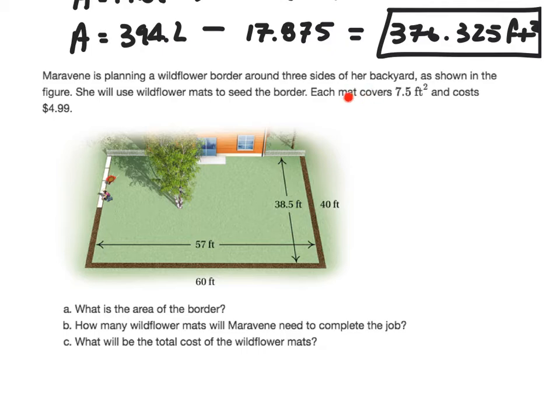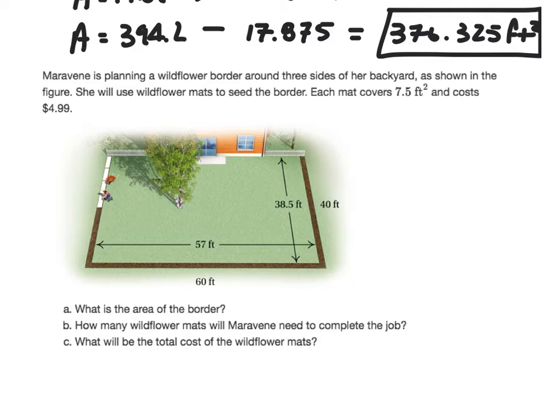Each mat covers 7.5 square feet and costs $4.99. So the first thing we want to do is figure out the area of this border. Then we're going to have to determine how many wildflower mats she'll need to get. And then we'll have to figure out the total cost of getting those wildflower mats. So, pretty cool problem. I like this one.